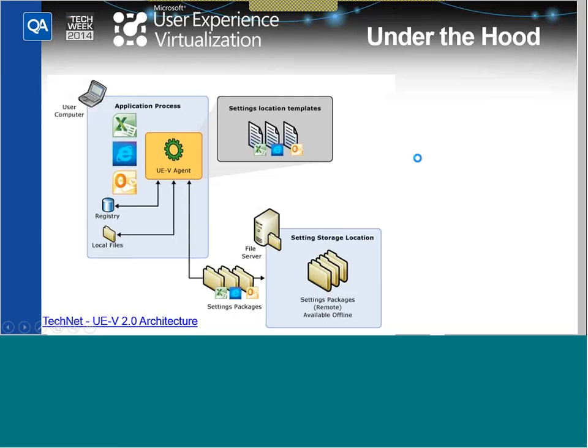So what happens under the hood in UEV then? UEV is a very simple agent that we need to install. The agent is configured by templates to monitor various registry and file locations. When those locations change, the UEV agent will replicate those settings, synchronizing those changes up into what's called the settings store location. The settings store location is typically a file share.